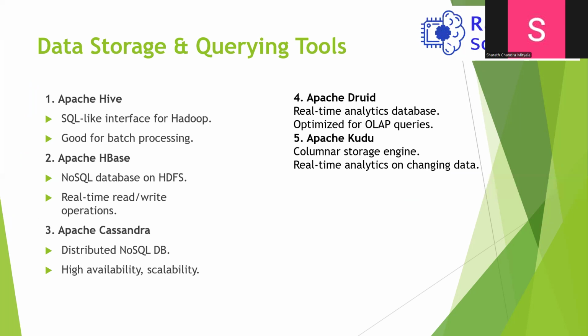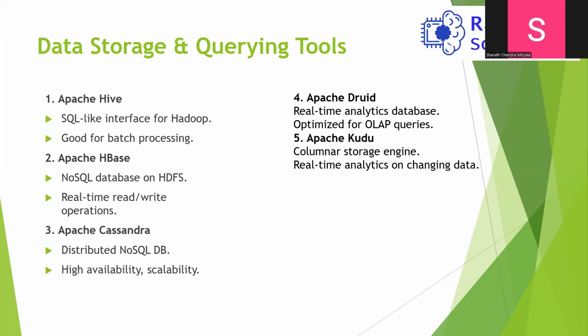So HBase. We know HDFS is also a part of Hadoop. In the HDFS, the real-time read and write operations will happen. So what is HBase? HBase is the NoSQL database based on HDFS. And then we do have Cassandra. Cassandra is a famous distributed NoSQL DB. So Cassandra is actually a product of Apache.